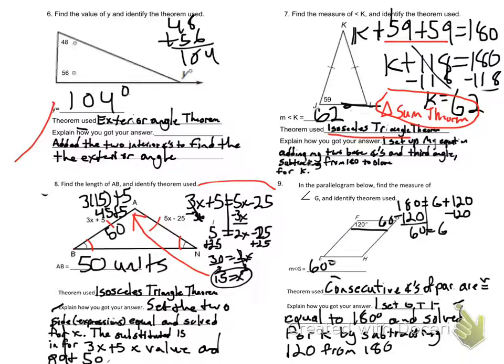Alright. Number 9, in the parallelogram below, find the measure of angle G. So I'm using the consecutive angles of a parallelogram. Excuse me, not congruent, but supplementary. Alright, they're supplementary. So we look right here, we've got the consecutive angles equal 180 degrees. So I can just say G plus 120, which is G plus F. I subtract 120 from both sides and I get G equals 50. And I know that G and F are going to equal 180 degrees if you add them together. Explain how you got your answer. I said G plus F equals 180 and solved for G by subtracting 120 from 180.